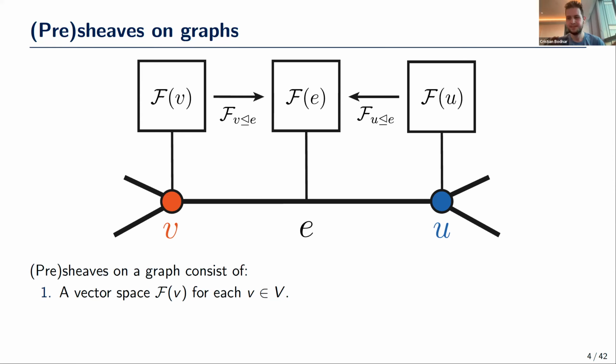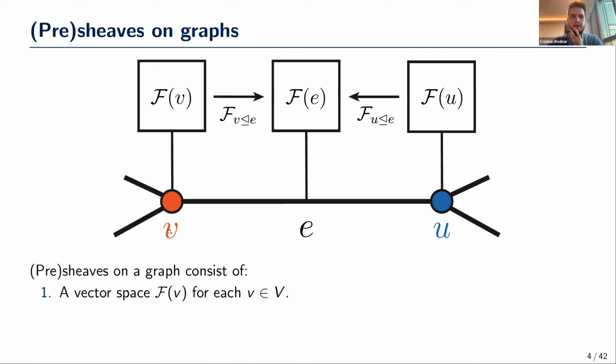But if you see pre-sheaves or sheaves, don't get confused about that. It's the same thing for our purposes here. Okay, so how do these things look on a graph? What are these things? It's very simple. It's just the graph with some data on top, basically. So if you have a pre-sheaf over a graph, it will consist of the following things.